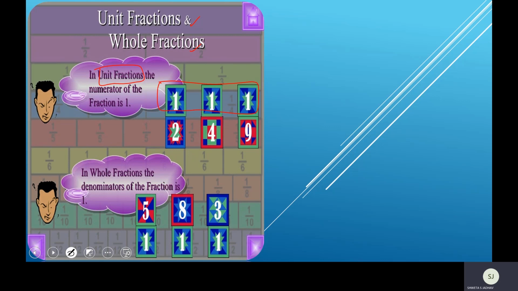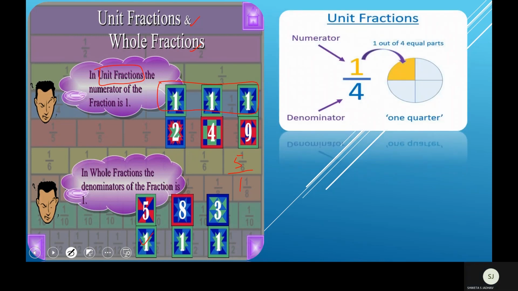So in that way, we can consider 1 as denominator. The whole number, if we have 5, then this whole number will be written as a whole fraction by adding the denominator as 1. So here we are using the whole number with the denominator 1, which shows the whole fraction. This is called whole fraction.